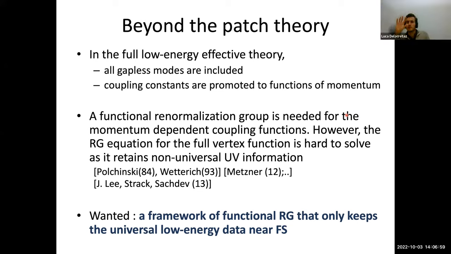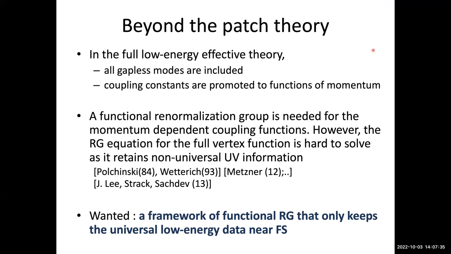Okay, so you would like this BCS coupling to only depend on angles and not the full momentum. That's right, not full momentum. Okay. So the idea is to keep all the low energy information, but only the low energy information. Mm-hmm. So patch theory doesn't include all low energy information, okay? So patch has too little and Polchinski has too much is what you're saying. That's right, yeah.